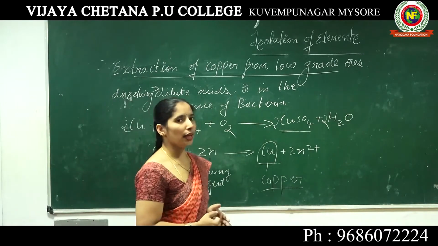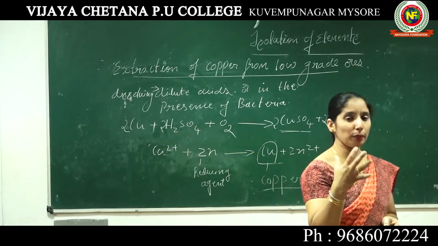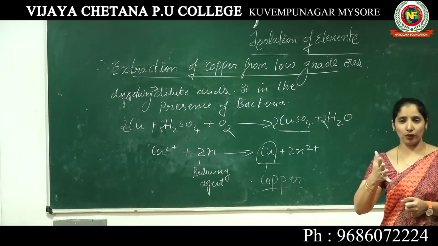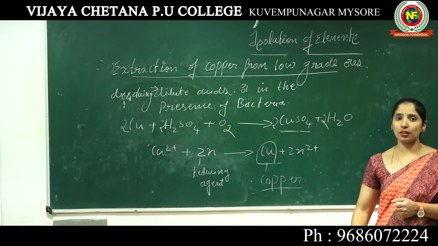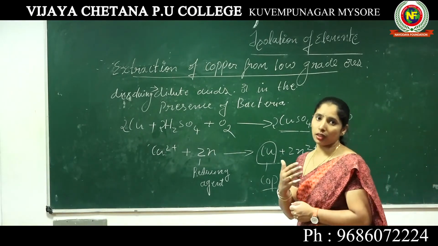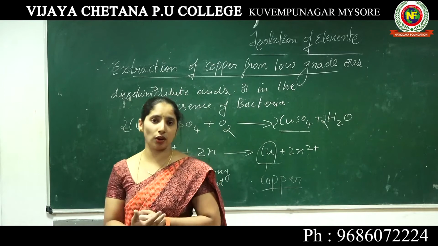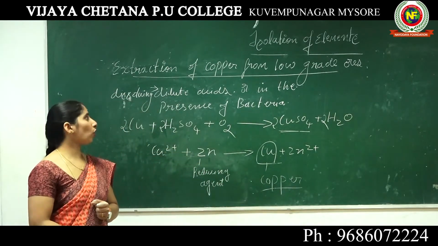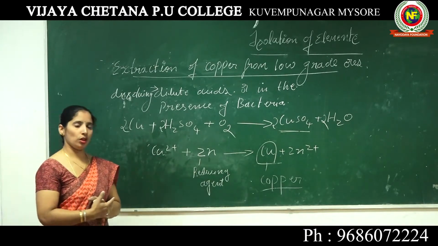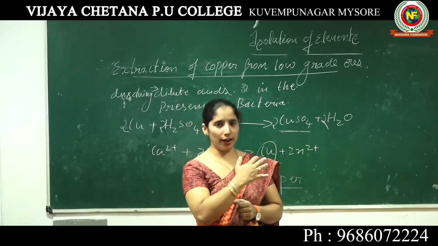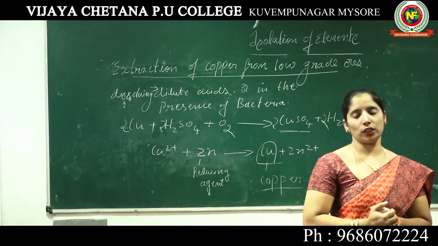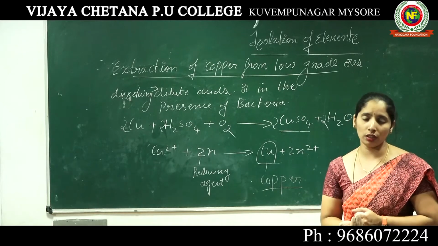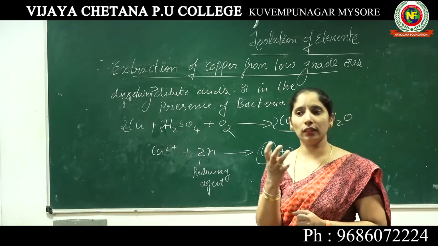So these are all the metals. How do we get the metals through extraction? Finally we discussed the four important ones: extraction of iron, extraction of copper, extraction of alumina, and extraction of zinc. And we can also extract copper from low grade ores. So this is how we get the metals. This is the end of the extraction process. After this extraction, we get the crude metal.